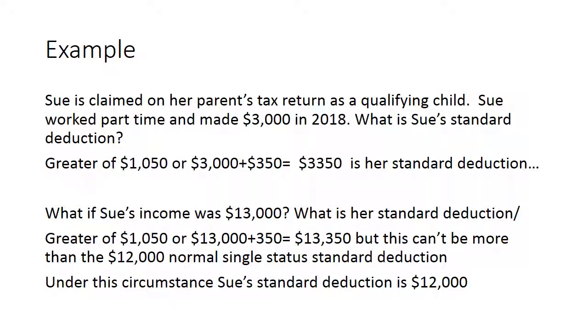Okay, so that is how standard deduction works. Remember, that is a deduction from AGI. You compute that and compare it to your itemized deduction amount, and the greater of those two is what is actually going to be deducted.